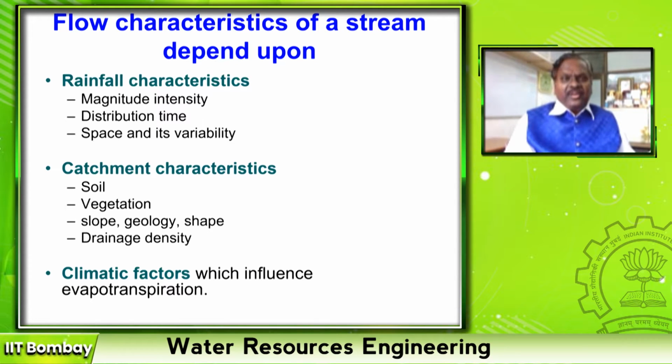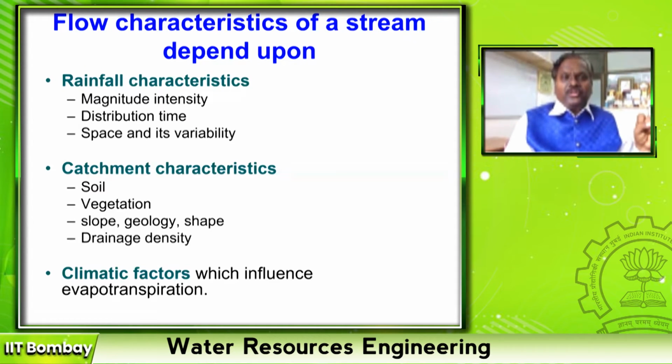One is the rainfall characteristics, second one is catchment characteristics, third is climatic factors. See, rainfall is also a climatic factor, but it is a major one. So there are three important characteristics of rainfall which govern the stream flow.